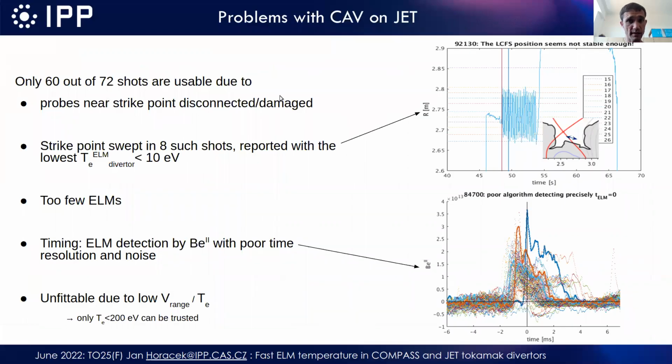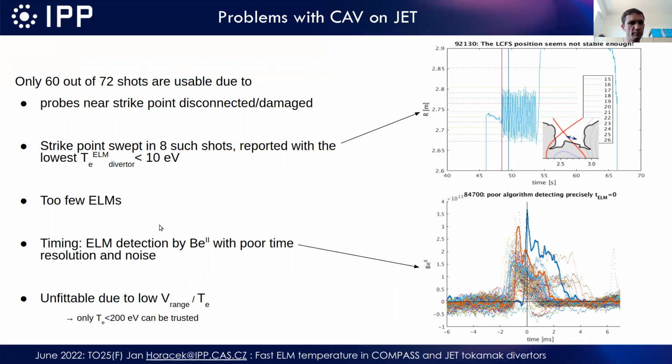On this slide I show you that there are quite a lot of problems with the conditional averaging on JET. We could analyze only 60 out of 72 shots because there are many probes which are damaged, especially those near the strike point. Then the strike point sweeps, in many such cases where the temperature was reported below 10 electron volts. This is shown here: the strike point just sweeps, and you cannot then assume that all the ELMs are identical. They are, but not on one probe, of course.